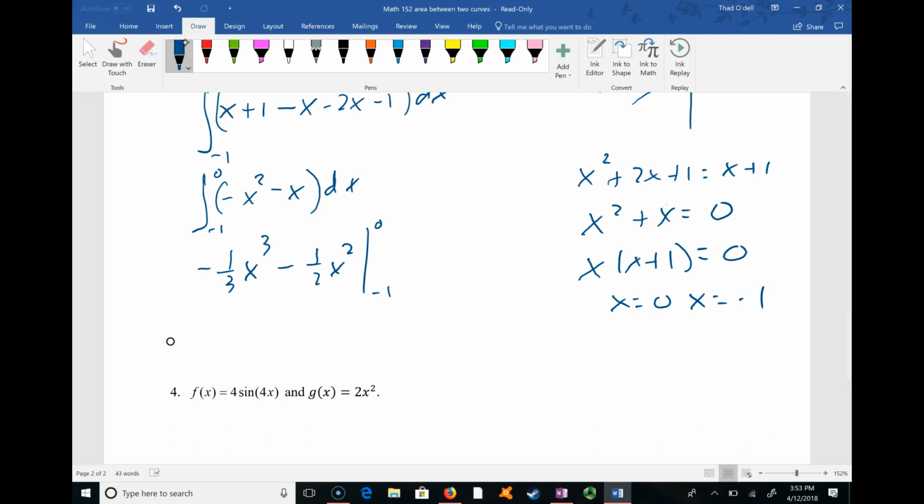Plug in 0, we get 0 and 0. Plug in -1, but we're subtracting this because, again, what we're doing now is putting 0 into this and then subtracting, putting -1 into that. Okay? So if I put a -1 in there, I get -1 times -1/3, which is positive 1/3. I put a -1 in there, and I get 1 times -1/2, so that'd be minus 1/2. And that's what? 2/6 minus 3/6. Whoa, I did something wrong here.